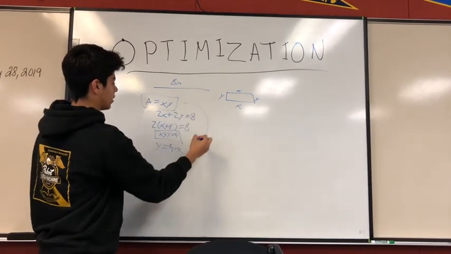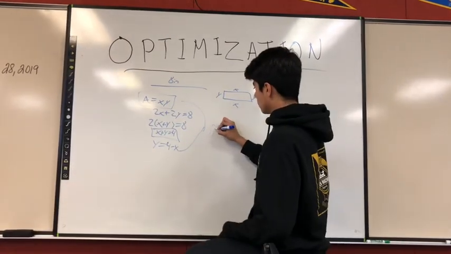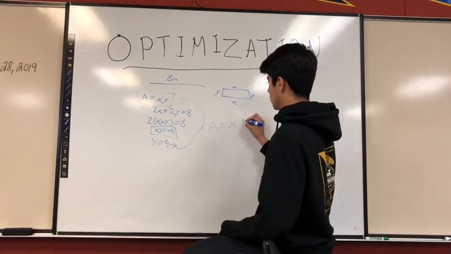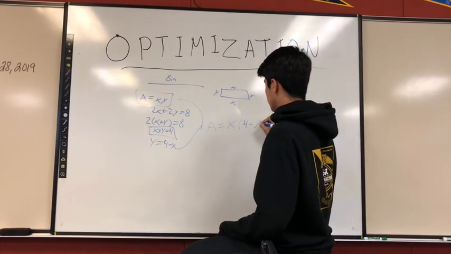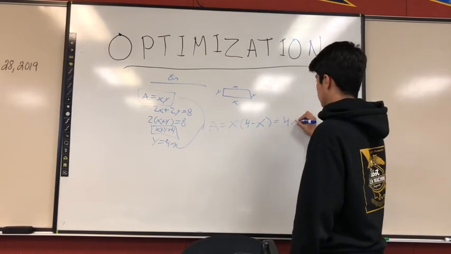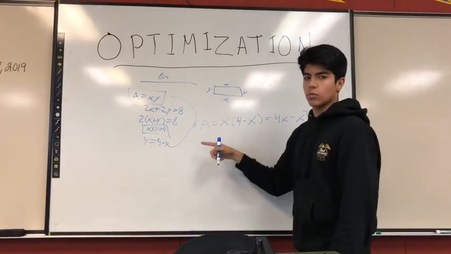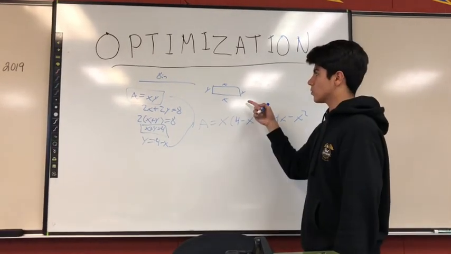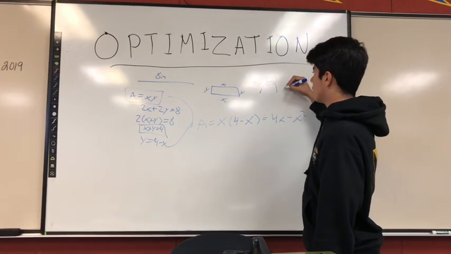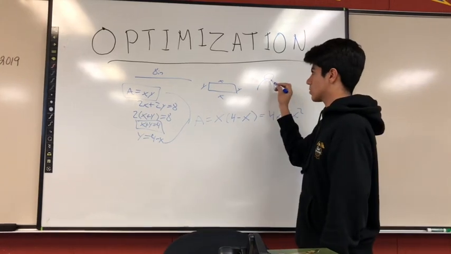So y is going to be equal to 4 minus x. And now combining these 2 equations, I'll get that my area is equal to x times y, which is 4 minus x. And that is going to be equal to 4x minus x squared. And that's our area, which is what we're optimizing for. In this case, we're trying to optimize for maximum area. So if we have an area graph, x, y, we want to look for a maximum here.